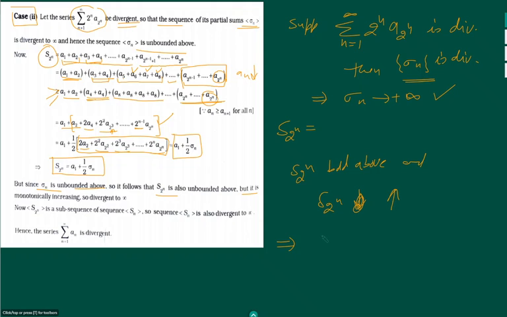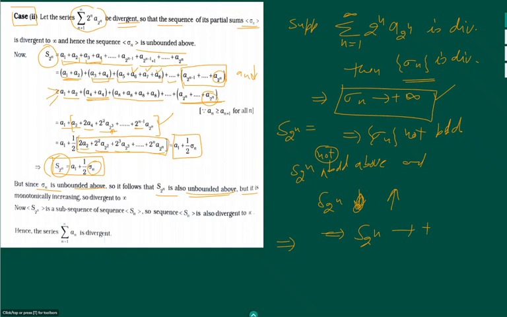Sorry, yes, I'm sorry, sigma n is unbounded above. Since sigma n is approaching plus infinity, this implies sigma n is not bounded above. So since sigma n is not bounded above, s_{2^n} is also not bounded above. And since it is monotonically increasing and not bounded above, this implies s_{2^n} must diverge to plus infinity.